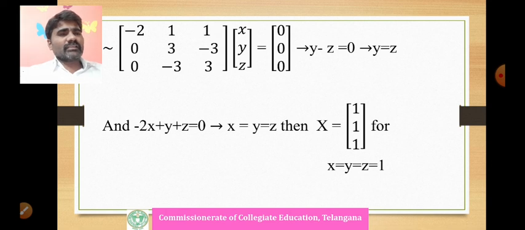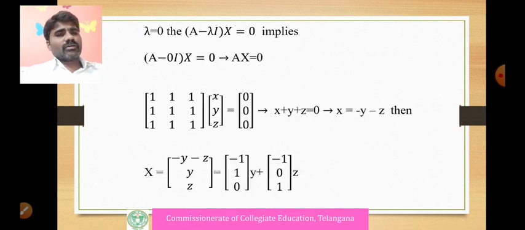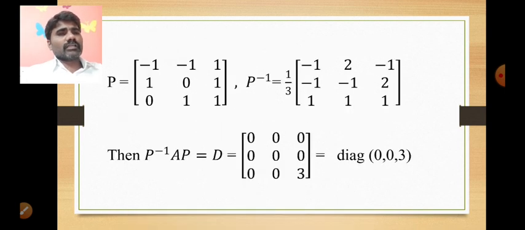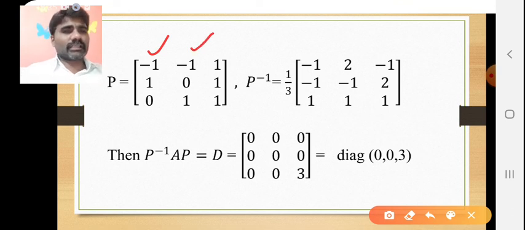Now let us take the eigenvectors for lambda equals 0: (minus 1, 1, 0) and (minus 1, 0, 1), and for lambda equals 3: (1, 1, 1). Therefore we define the matrix P by x1, x2 and x3. First x1 is (minus 1, 1, 0), x2 is (minus 1, 0, 1), and x3 is (1, 1, 1). That means here we have three linearly independent eigenvectors corresponding to the three eigenvalues. This is the very important condition.